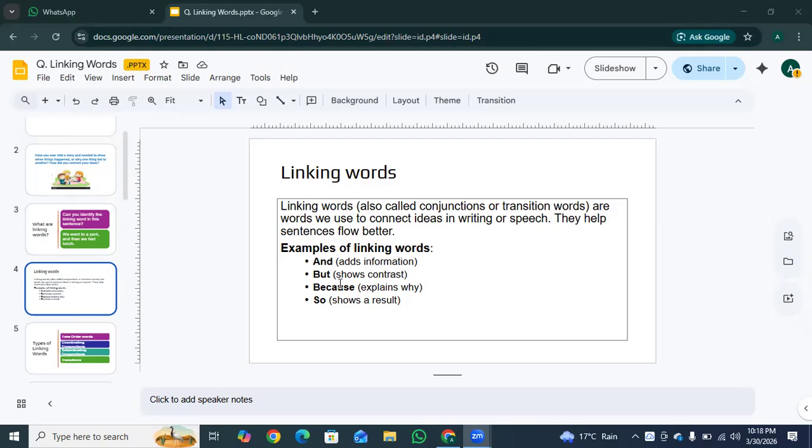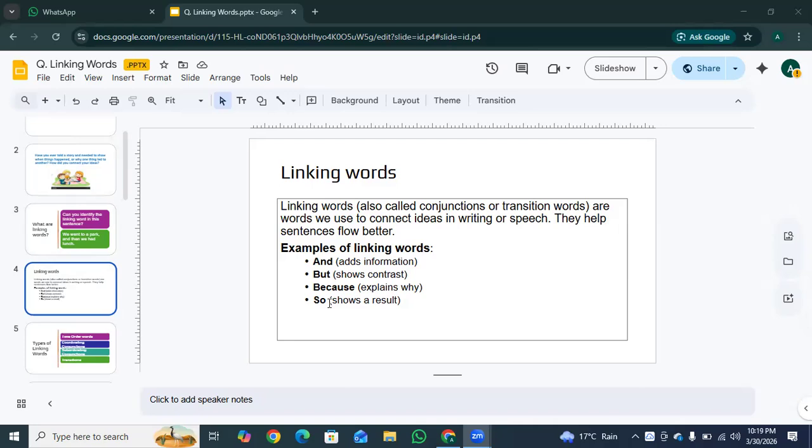Because basically explains why, the reason. Use this to give an explanation. It answers the question why, okay? For example, I am eating because I am hungry, okay?